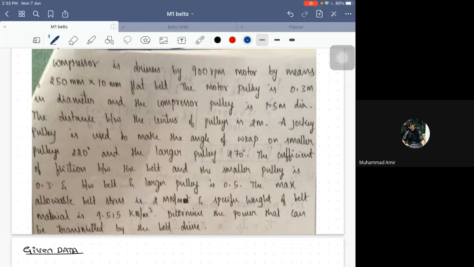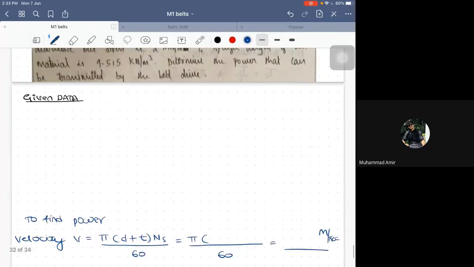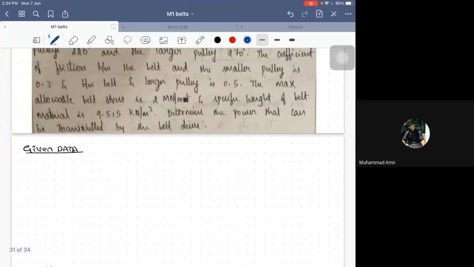Okay, dear. So this is a very easy problem. Already we have solved a couple of problems on this. Same texture, same pattern. Let us see what all this particular thing has. So a compressor is driven by a 900 rpm motor by means of a 250 cross 10 mm flat belt. So the given belt here is the flat belt. I just write it flat belt.